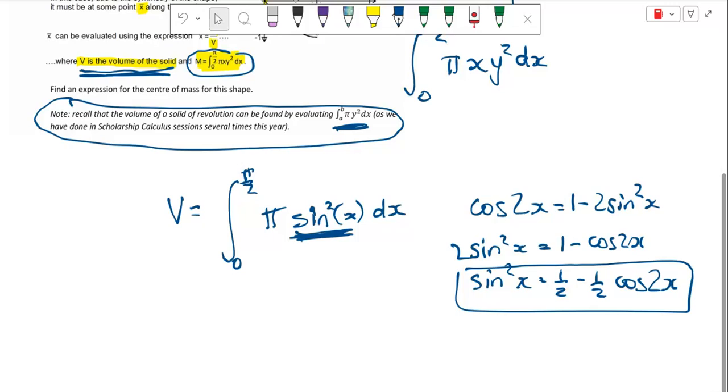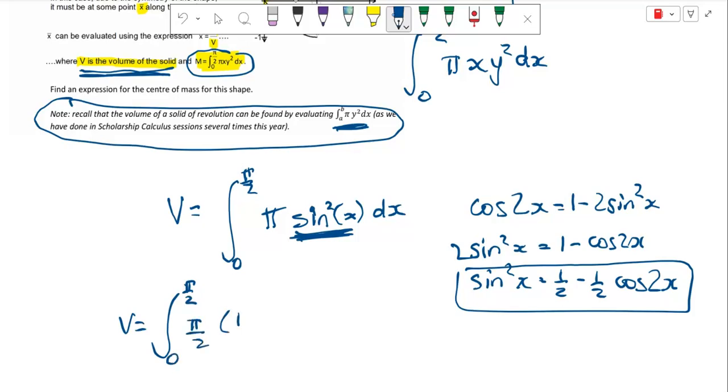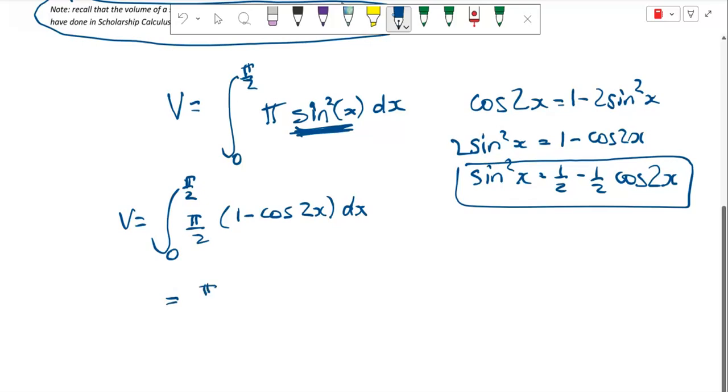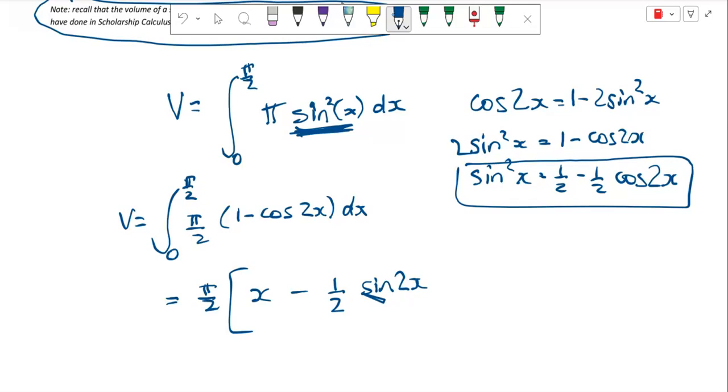So now we're going to rewrite V, and it's going to be this integral. It'll be pi on 2 into 1 minus cos of 2x dx. I'm going to pull that pi on 2 outside and get on with doing my integration. So I get x minus, now leave a gap, it'll be sine 2x. Sine differentiates to give me cosine, and I need to divide it by 2. So we want to have minus a half of sine 2x. And then as usual, we're going to check that back before we go any further.